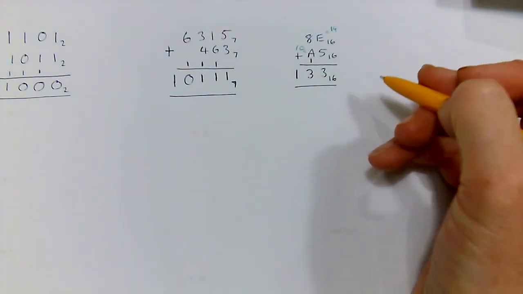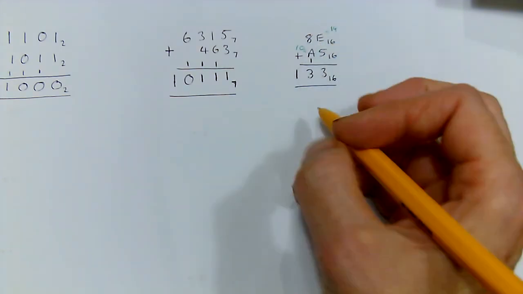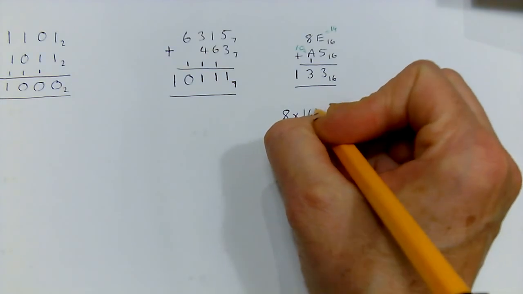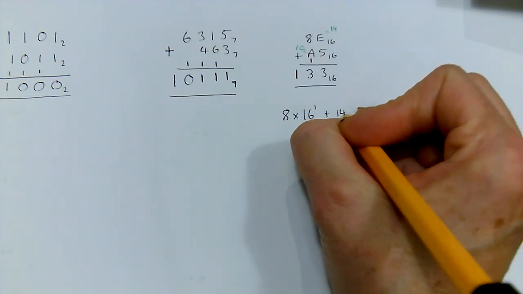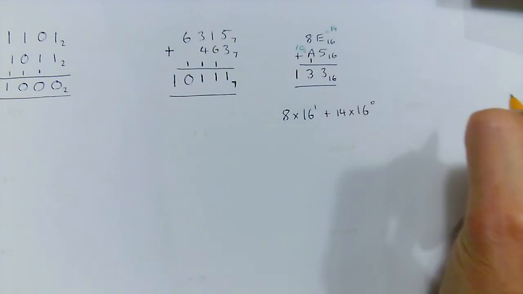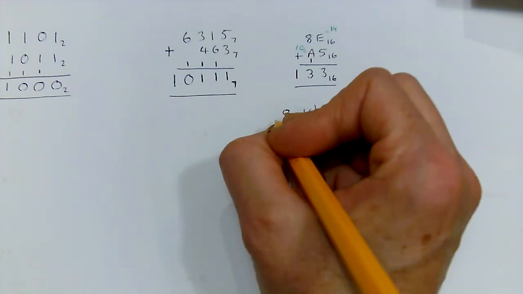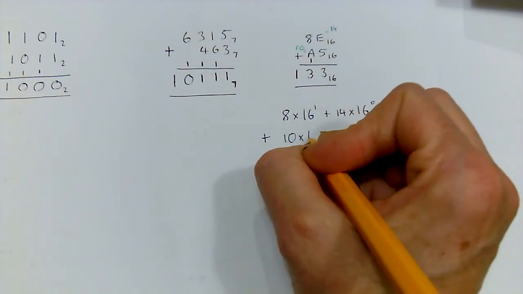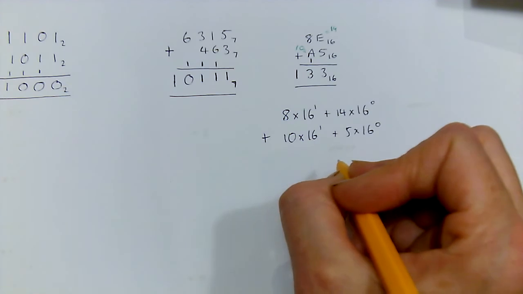Another way of doing it, if you find it confusing, instead, is to convert it to decimal. So let's convert these numbers to decimal. So we've got 8 times 16 to the 1 plus e, which is 14, times 16 to the 0. That's our first number. And our next number is a, which is 10 times 16 to the 1 plus 5 times 16 to the 0.